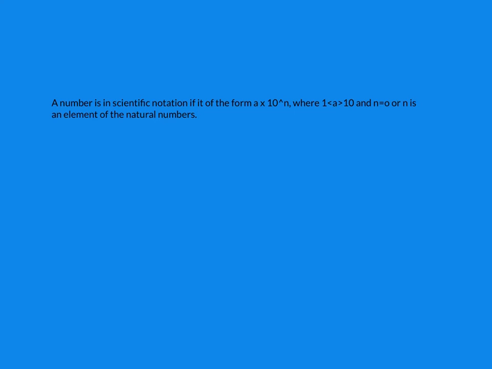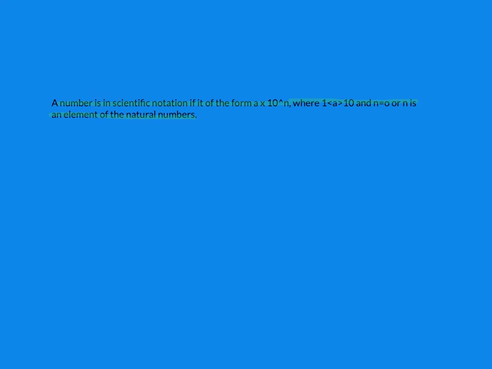The next thing that we need to talk about is writing numbers in scientific notation. And up here you'll see I have a definition outlined. A number is in scientific notation if it is of the form a multiplied by 10 to the power of n, where a must be between 1 and 10 and n is equal to 0, or it's an element of the natural numbers. Let's put this into context.